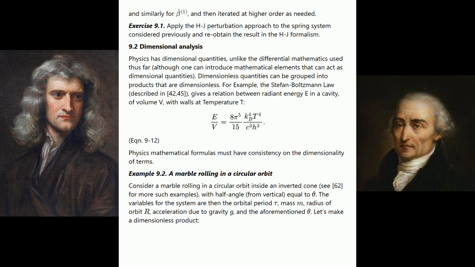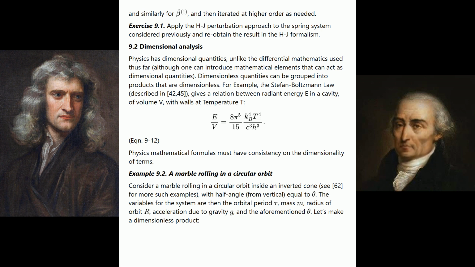9.2 Dimensional Analysis. Physics has dimensional quantities, unlike the differential mathematics used thus far, although one can introduce mathematical elements that can act as dimensional quantities. Dimensional quantities can be grouped into products that are dimensionless. For example, the Stefan-Boltzmann law gives a relation between radiant energy E in a cavity, of volume V, with walls at temperature T. See equation 9-12. Physics mathematical formulas must have consistency on the dimensionality of terms.